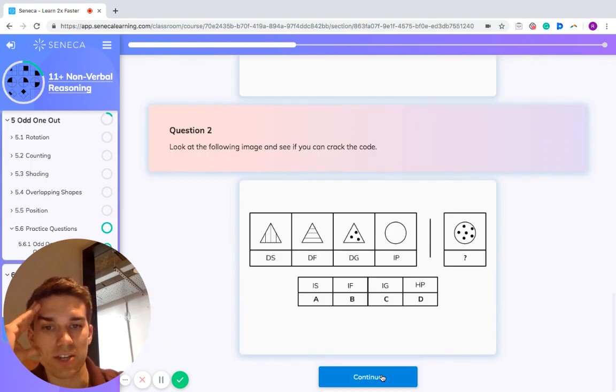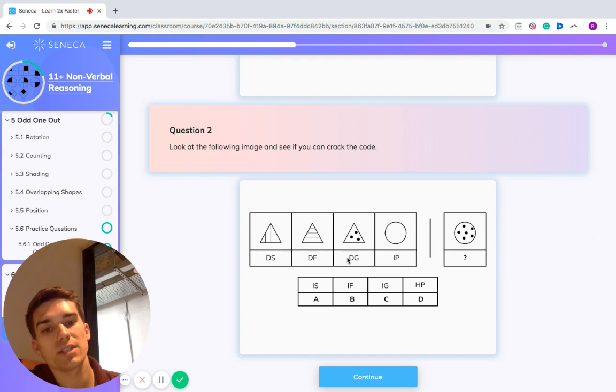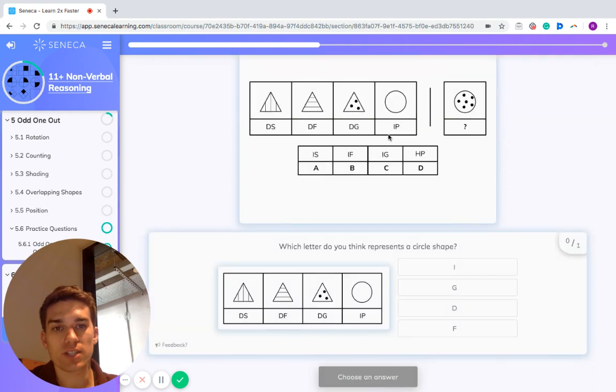So another one, let's crack the code. We've got triangle, triangle, triangle, and then a circle. The thing that's common across all the ones that have triangles is that they all start with D. So if it's a triangle, it starts with a D. That implies that if it's a circle, it should start with an I. Then the second thing we need to look at is the pattern inside. This circle has a dot, dot, dot in it. This is a triangle with a dot, dot, dot in it. The triangle with a dot, dot, dot is DG. The circle is IP. So I would say it's probably IG because the circle represents I, and the dots represent G.